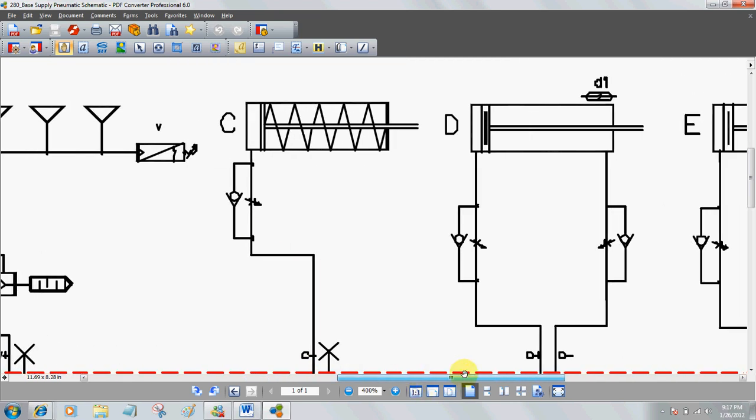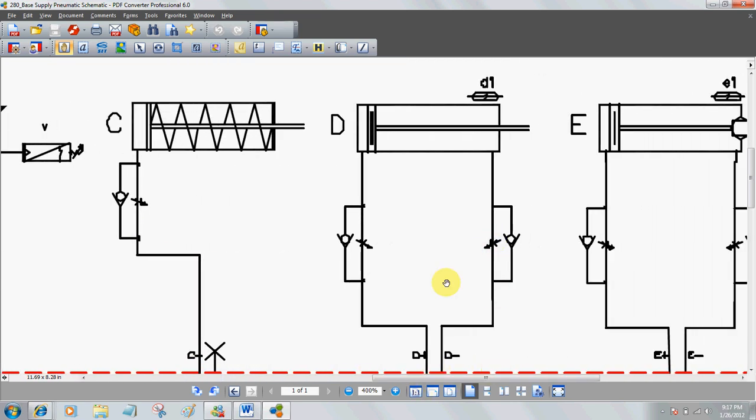Let's take a look at a double acting now. Double acting cylinder, we apply air here, the cylinder retracts, the air all exhausts out of here through the restricted orifice, and then if we wanted the cylinder to extend, we would apply air here, force it to extend, and the cylinder would go out or extend.